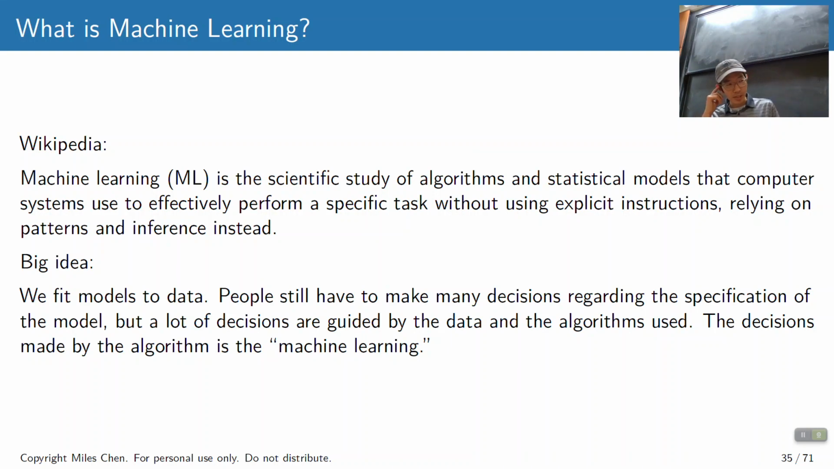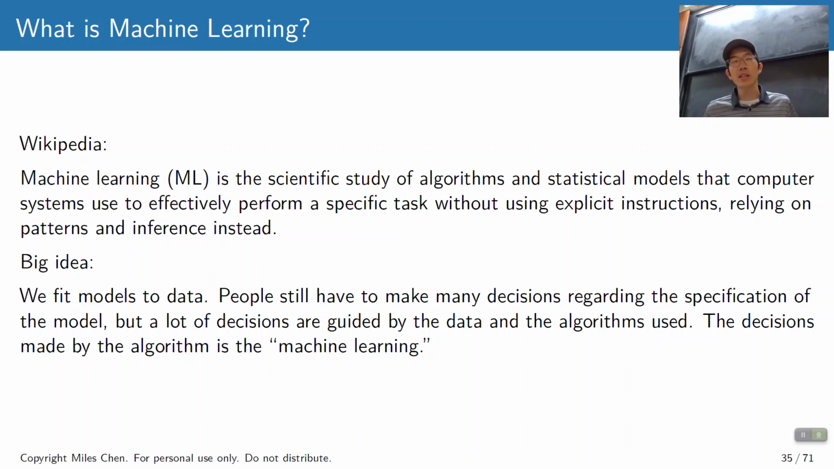D. Okay, so this was a definition that was on Wikipedia for machine learning. Maybe it's different now, I don't know. Machine learning, it says, is the scientific study of algorithms and statistical models that computer systems use to effectively perform a specific task without explicit instructions, relying on patterns and inference instead.